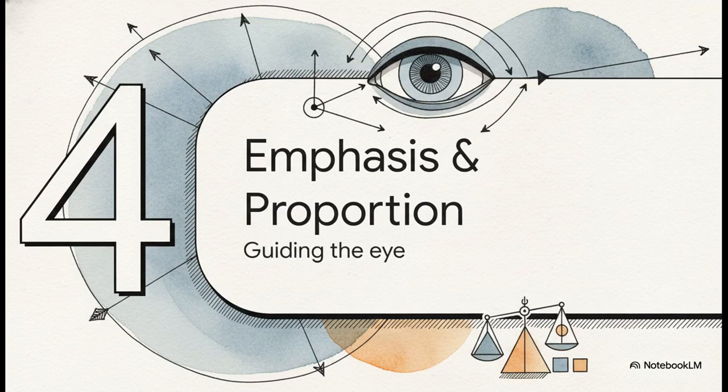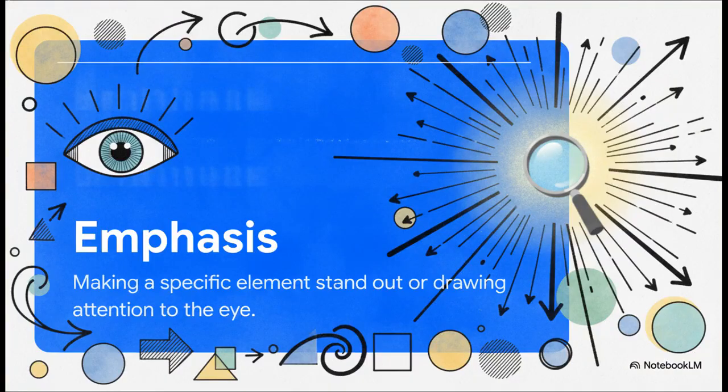Section 4, Emphasis and Proportion, or Guiding the Eye. Because once you've got a perfectly balanced canvas, you have to tell the viewer exactly where to look first. Emphasis is the art of making a specific element stand out to grab immediate attention. It's about intentionally placing items on the page right where the human eye naturally wants to go. You're essentially building an undeniable focal point.